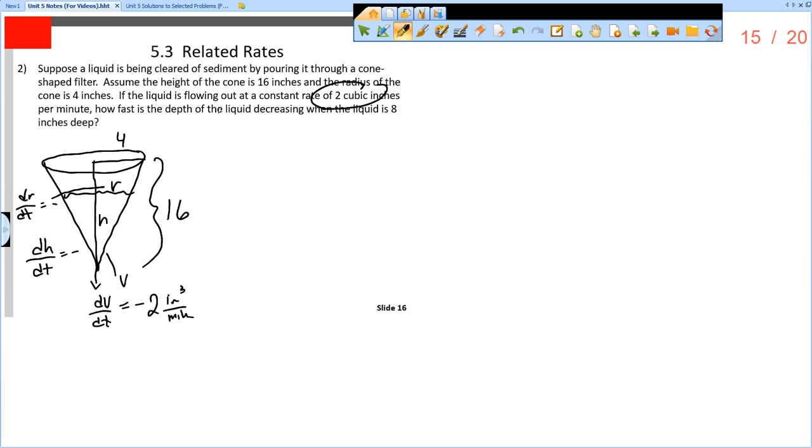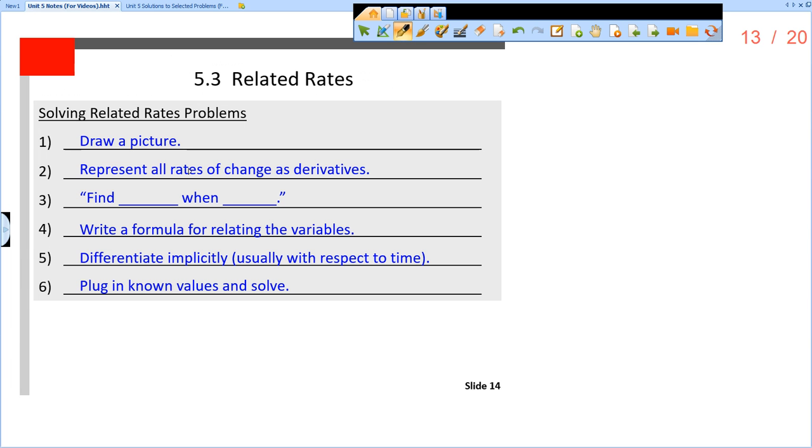So it's important that that isn't explicitly given to you in the text, right? It says the liquid is flowing out, right? So that means the volume is decreasing. So you have to put a negative there. Right. And then it says, how fast is the depth of the liquid decreasing when the liquid is 8 inches deep? All right. So let's go back to these steps.